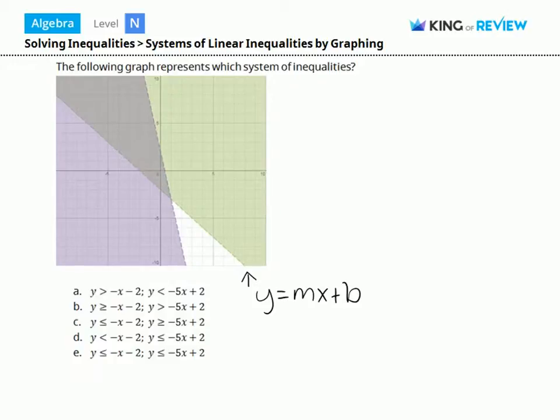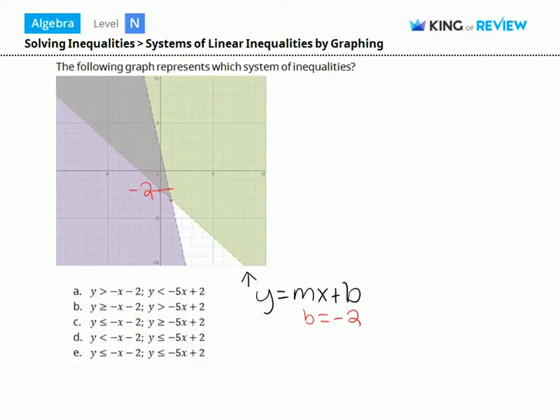So for this line, where does it cross the y-axis? It crosses right here. This is at -2. Therefore, b is equal to -2. Now let's find the slope.